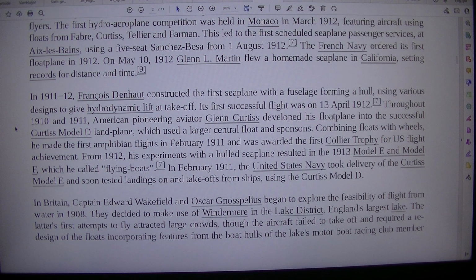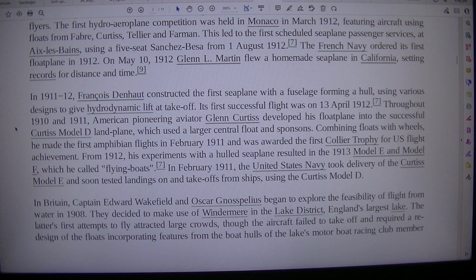In February 1911, the United States Navy took delivery of the Curtiss Model E and soon tested landings on and takeoffs from ships, using the Curtiss Model D. In Britain, Captain Edward Wakefield and Oscar Nospelius began to explore the feasibility of flight from water in 1908. They decided to make use of Windermere in the Lake District, England's largest lake.